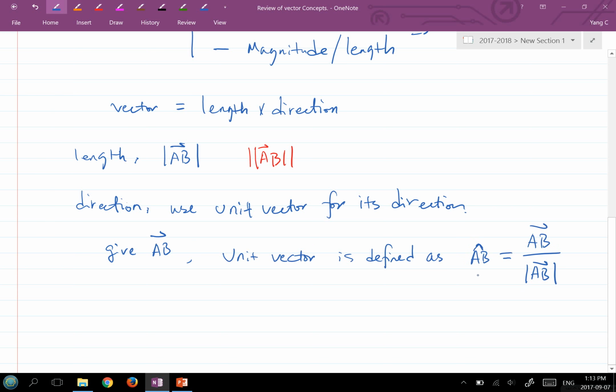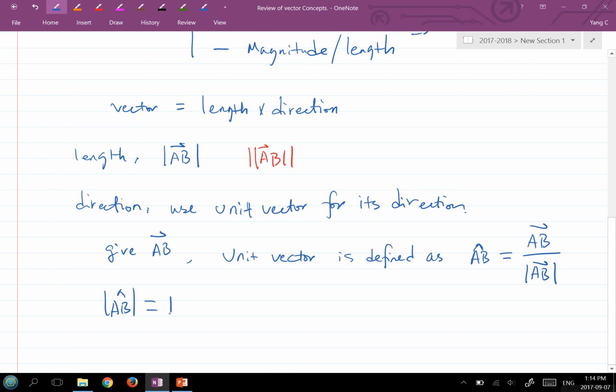The unit vector represents the direction. And why is it called a unit vector? Yes, magnitude of 1. That's right. If you look at its magnitude, it will be 1. That's why it's called a unit vector.